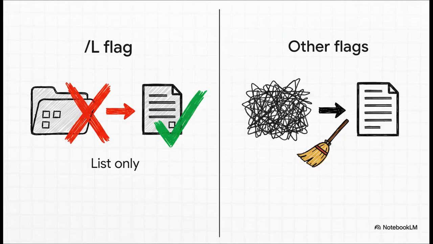The real secret to making this whole thing work is understanding these little things called flags. The most important one here is /L. That little flag puts RoboCopy into a list-only mode. And this is absolutely crucial. It means it won't actually copy or change a single file. The other flags are basically just for housekeeping. They tidy up the report so you get a nice, clean summary of only the files that are different.